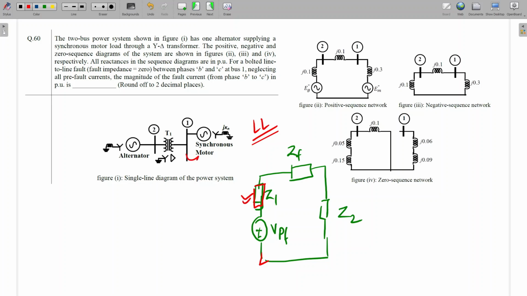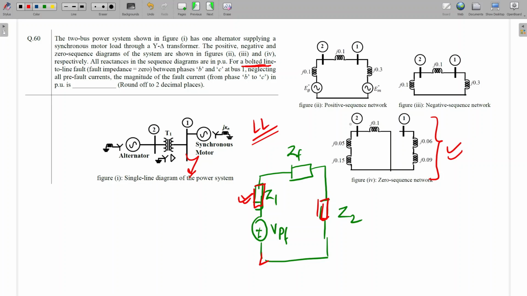Here the fault is happening at bus number 1. So we calculate the equivalent impedance with respect to the fault point, that will be Z1. Z2 will be the negative sequence equivalent at the fault point. ZF is the fault impedance between phases. Here it is written bolted, meaning fault impedance is 0, a solid fault. For line to line fault, there is no need for zero sequence information. They gave this extra information just to confuse us.